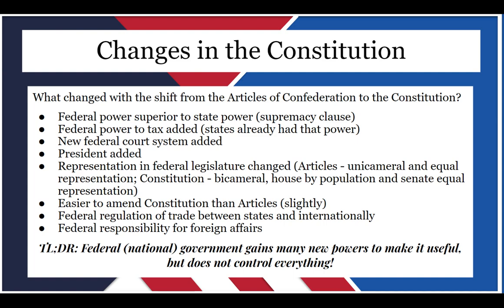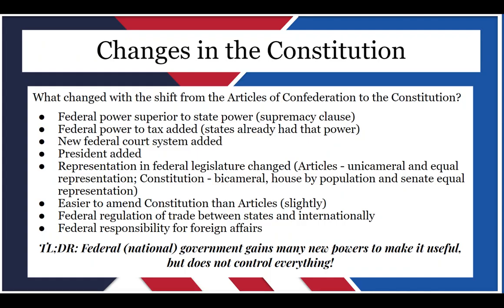The federal government receives the power to tax. That's added. States already had that power, but now the federal government does too. They added a new federal court system, which didn't exist before. They added a president. There was literally no executive branch. There was no chief executive under the Articles of Confederation. So that's added. That's a big one.